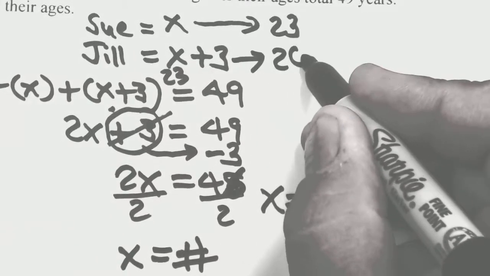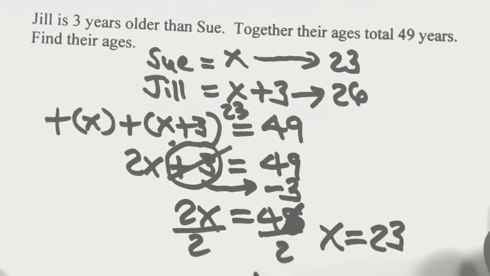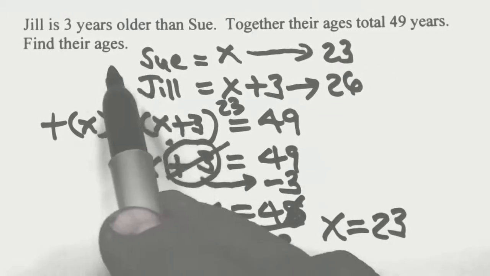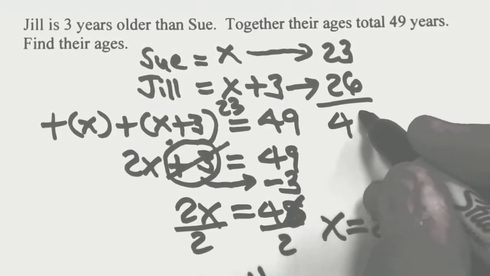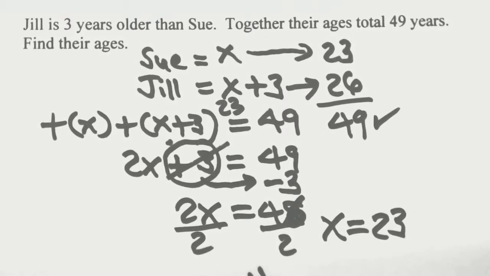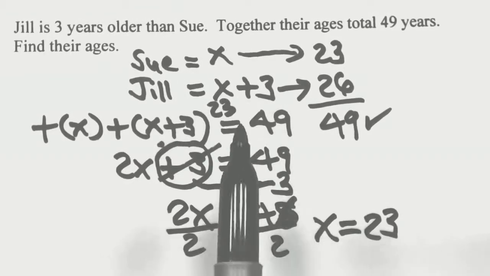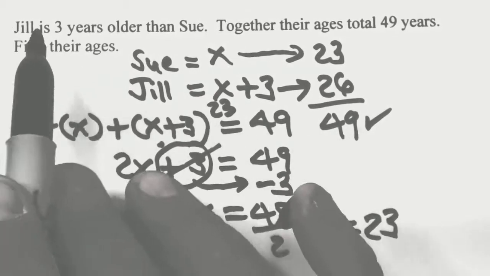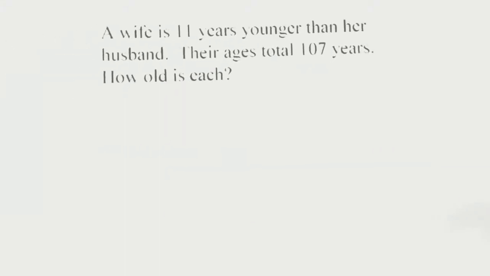That means 26. Okay, well, notice what the problem said, and you always check the problem, your final answer, against the words. Jill is indeed 3 years older than Sue, and if we add their ages up, they do indeed equal 49, so we know we're correct. Remember, in word problems, always check the final answer against the words in the word problem, not against your equation. You could have gotten the wrong equation, but if the answers work in the word problems, then you know that you're correct.